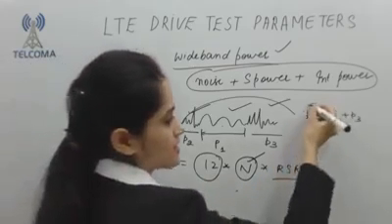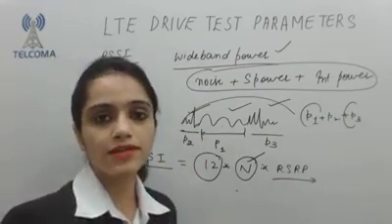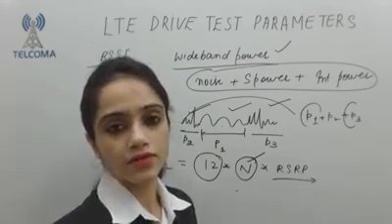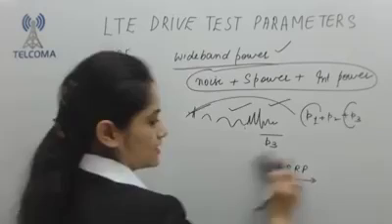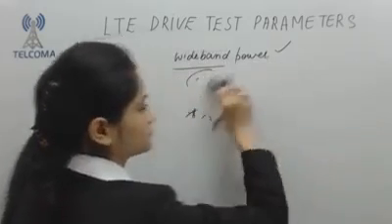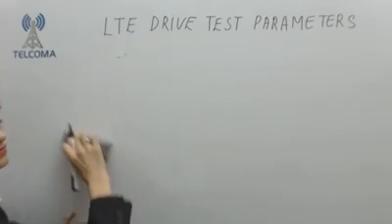If my interference and noise is dominating my signal, the result will be degradation of the network. So this is the RSSI parameter. Now the next parameter which we are going to discuss is CQI.